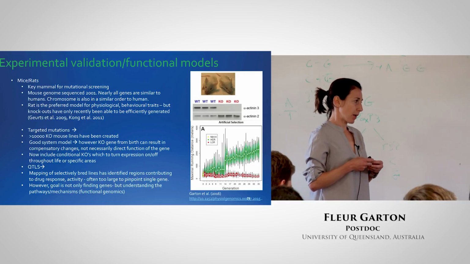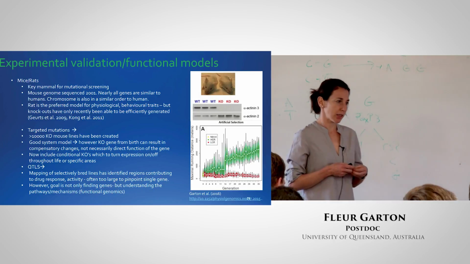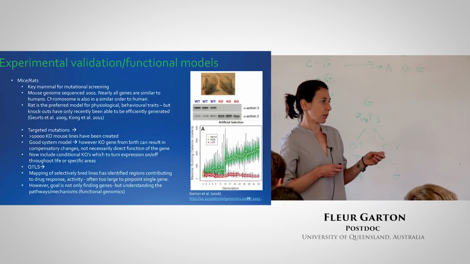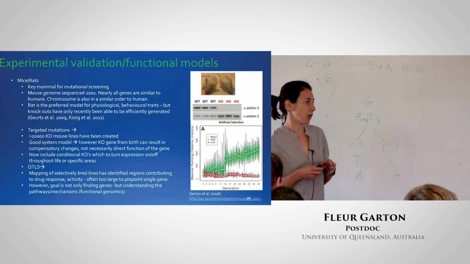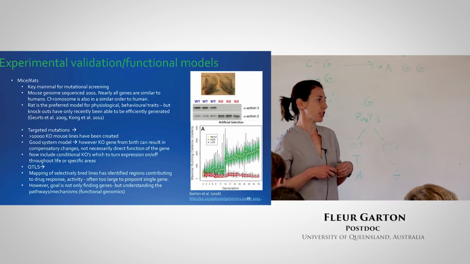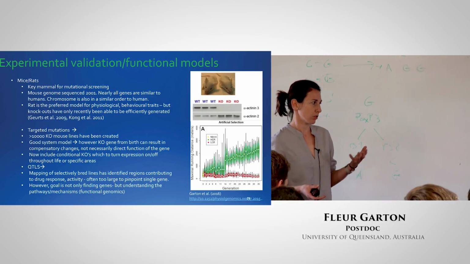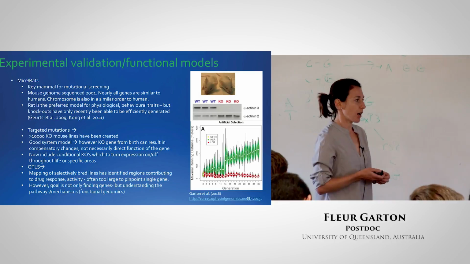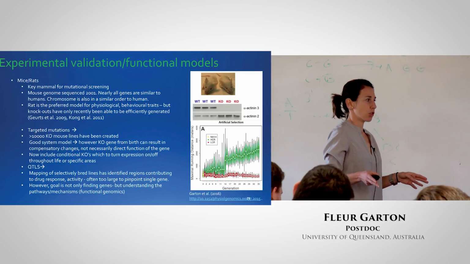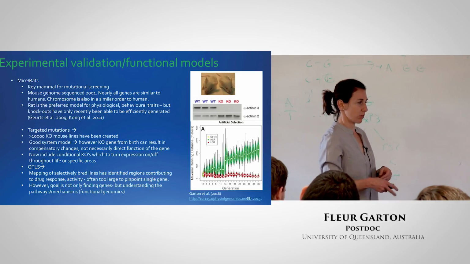There's also been mapping of quantitative trait loci. So this is mapping selectively bred lines to identify regions that are contributing to, for example, a drug response or activity. Often, however, these are too large to actually pinpoint single genes.